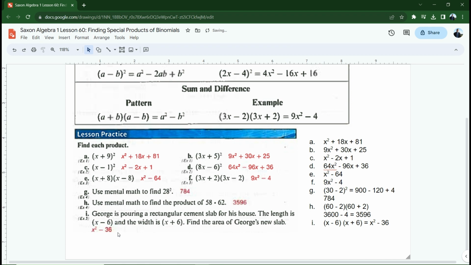There it is. So do you see how easy this is? It is not difficult to find these special products. You can do numbers 1 through 30 for next time.